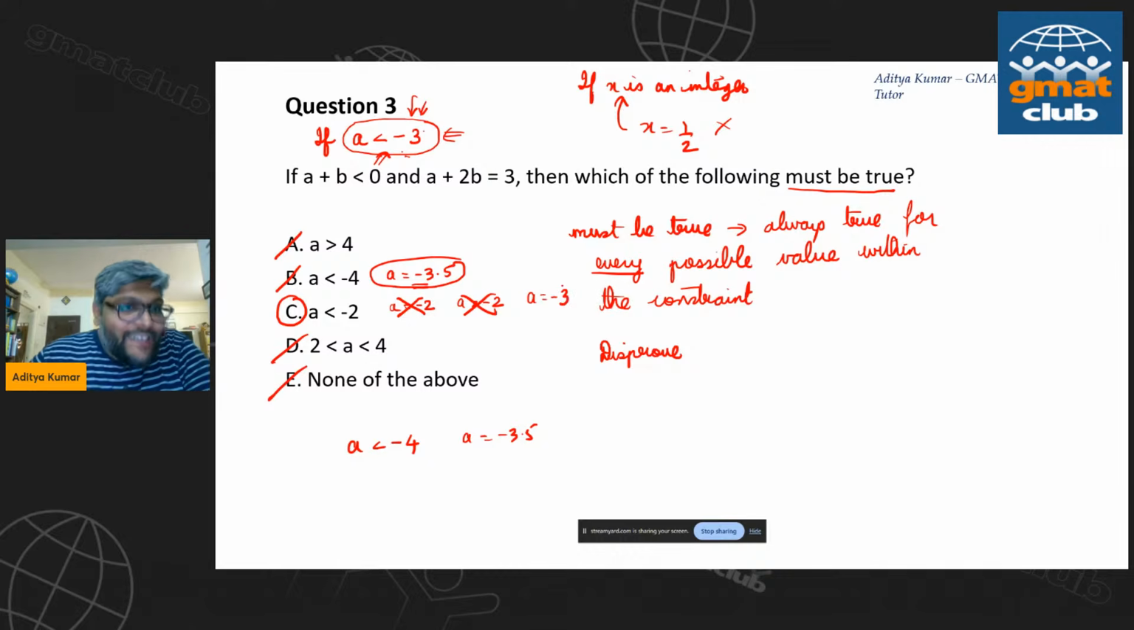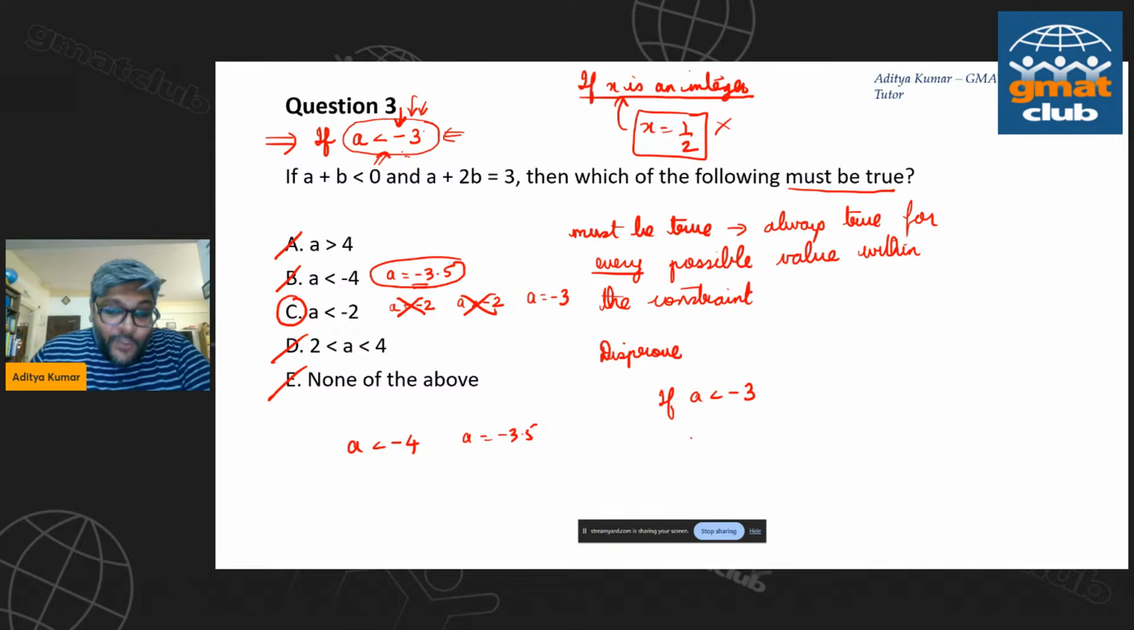Okay, again, coming back to your question, guys, what is the constraint here? All of you will have to wrap your head around the constraint. What is the constraint that the question provides? The constraint is, if x is an integer, can I consider half? No. So if the constraint is telling me a is less than -3, you're telling me I can consider a is equal to -3. I cannot consider a is equal to -3 because it violates the constraint that is given.